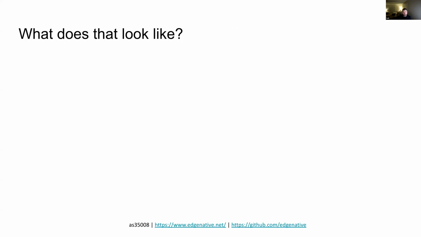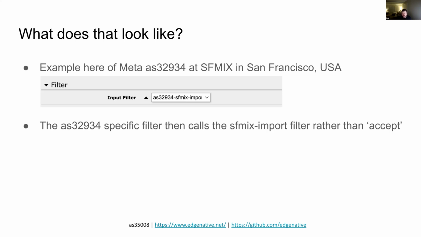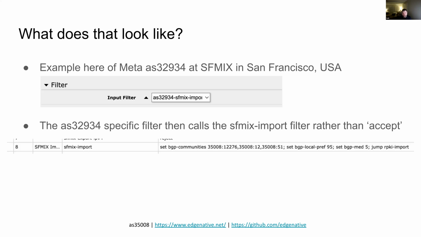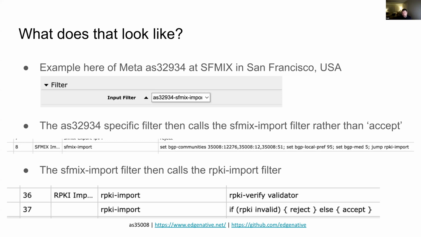Let's take a look at what this actually looks like. Here we have an example of Meta, Facebook, AS32934 at SFMix in San Francisco. You can see I'm applying the AS32934 specific import for SFMix, with that slug in there again. The filter then calls the SFMix import rather than accepting straight away. I'm applying a bunch of communities, setting local preference, there's a BGP med, and then we're jumping through to that RPKI import. Again, that's a really very simple filter that you've seen before. That then accepts the prefixes based on being unknown or valid, or rejects them based on invalid. And that's as simple as it is, really.